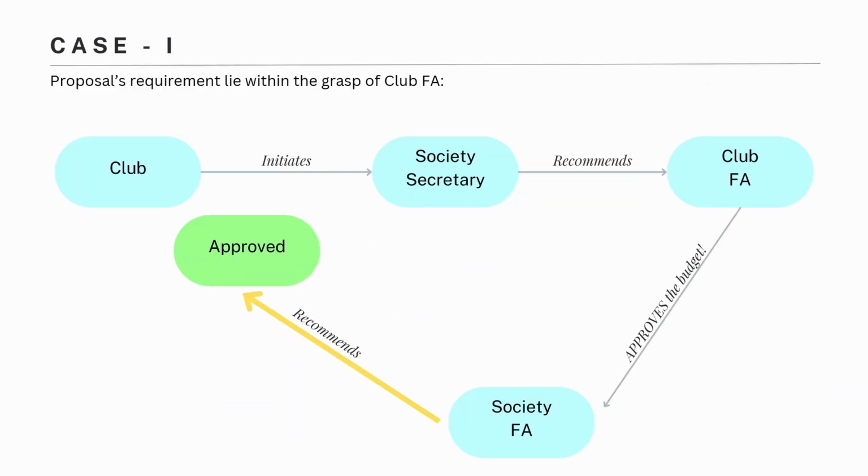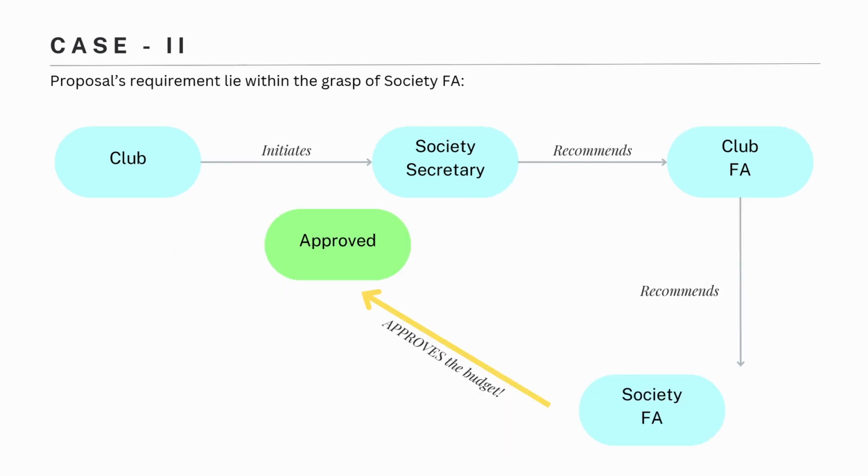Case 1. The proposal's requirement lies within the grasp of Club FA. Here the proposal amount is less than 15,000. In this case, the club initiates, the secretary recommends, and on the approval of Club FA and the recommendation of the Society FA, the proposal is approved and sent to the student office. Then comes case 2, where the proposal requirement lies within the grasp of Society FA. Here the clubs have exhausted the 15k limit of the month, and in this process, the club initiates the proposal, the recommendation of Society Secretary and Club FA is needed, and on the final approval of the Society FA, the proposal is approved and sent to the student office.